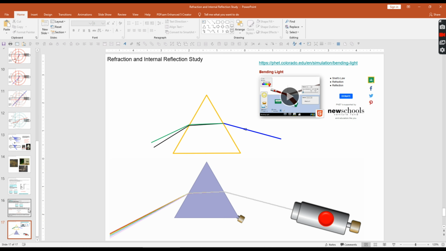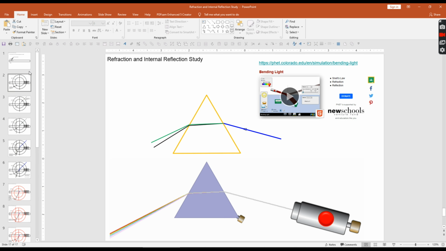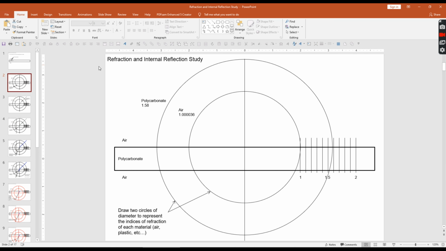So that's the summary of how to show refraction and internal reflection using PowerPoint.